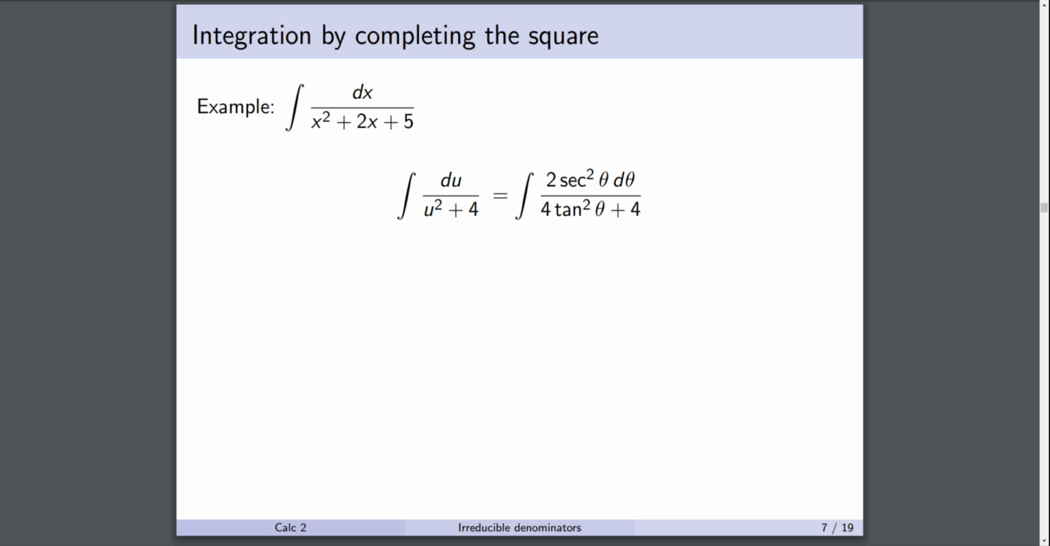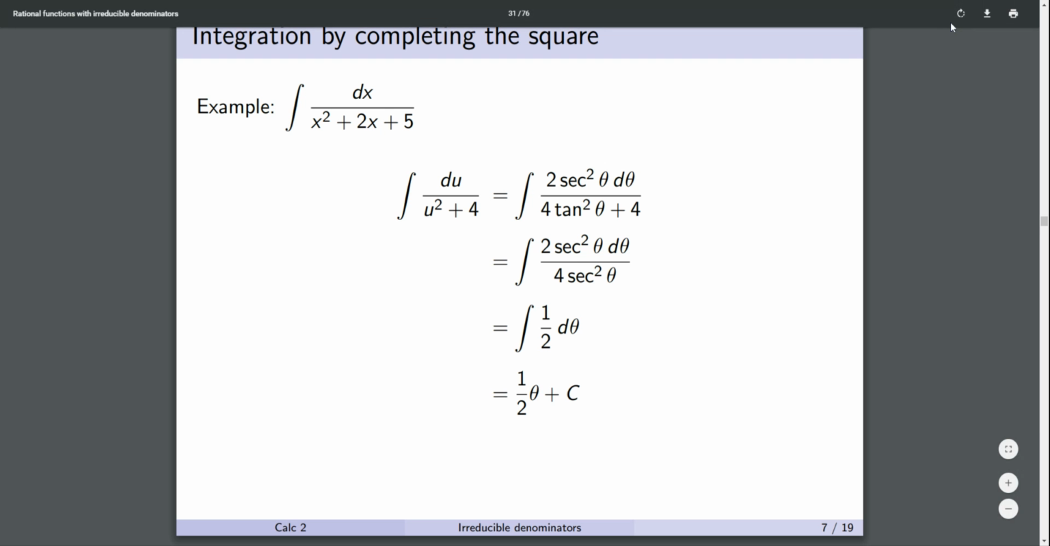I plugged in that substitution, replacing u with the appropriate trig functions. The rest of this is familiar, so on the bottom I'm applying a Pythagorean identity, and then we simplify by canceling the common factors. I'm left with the integral of 1/2, and of course that's 1/2 theta plus c. We're done with the integration step.